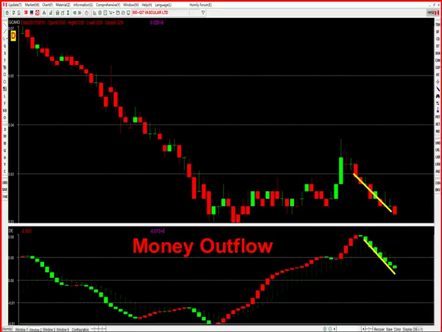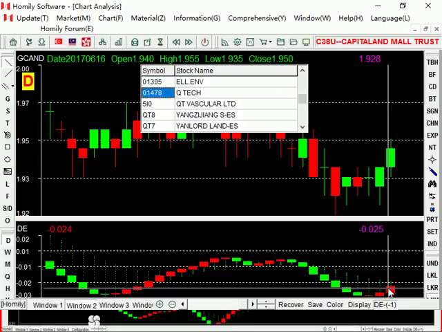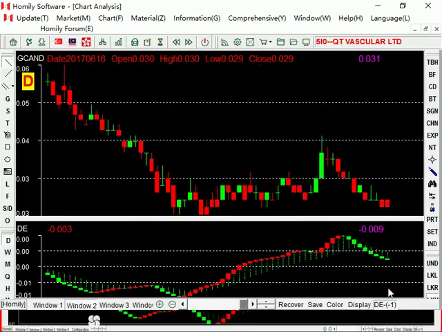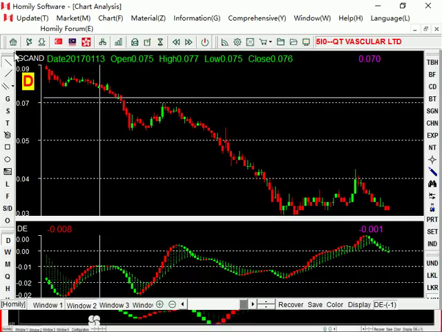So we can see this stock, money outflow. Here money inflow, maybe you can buy. But here is the sell opportunity, you should know that. So let's see this stock. Because this one is also active, but maybe the fundamental is not good. Okay, let's see this one.